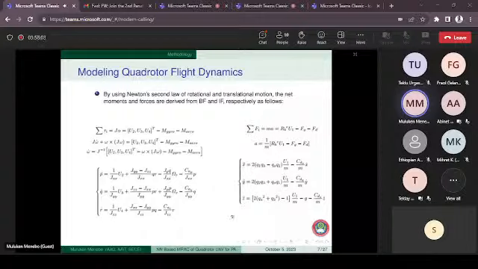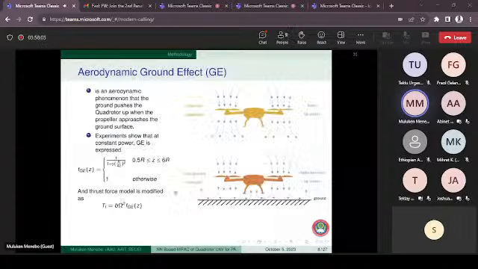In order to precisely model quadrotor dynamics, we consider the aerodynamic ground effect. The aerodynamic ground effect is an aerodynamic phenomenon in which the ground pushes the quadrotor up when the propeller approaches the ground surface. As you can see from the figure, when the quadrotor approaches the ground surface, some portion of the air goes back from the ground surface. This increases the thrust force generated by the propeller. So this ground effect is experimentally obtained as this equation. When the altitude increases, this ground effect decreases.